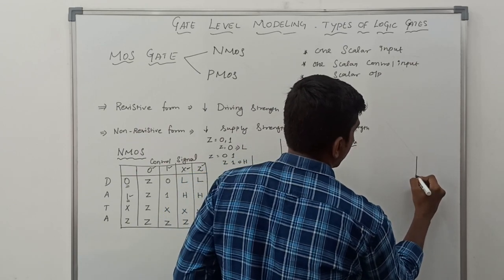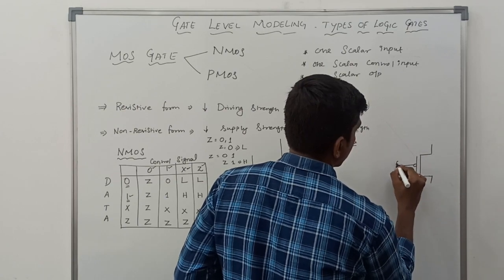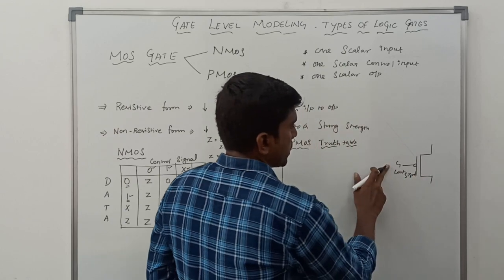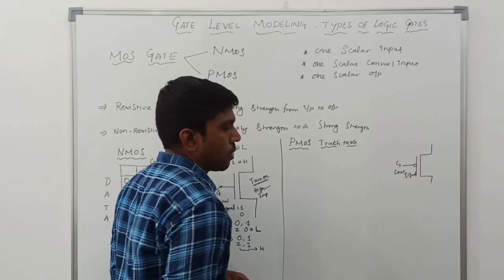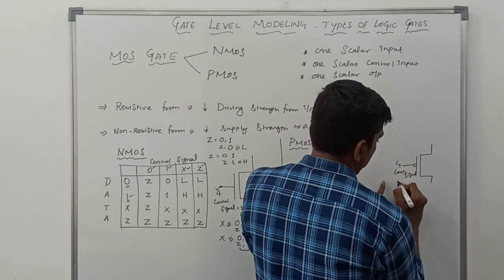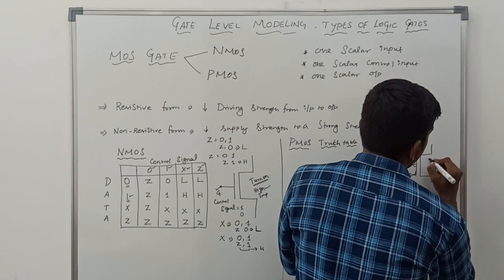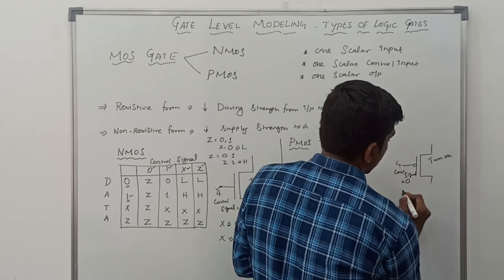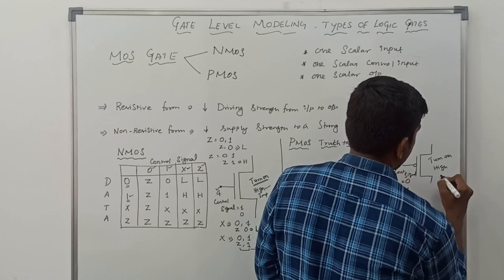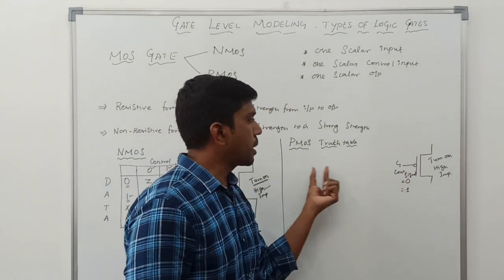So let me draw the symbol of the PMOS transistor. This one is the gate or control signal. Based on the control signal, the PMOS transistor is turned on or it goes to high impedance state. When the control signal is 0, the PMOS transistor is turned on. Else the PMOS transistor goes to high impedance state. Based on this operation, we can take the truth table.